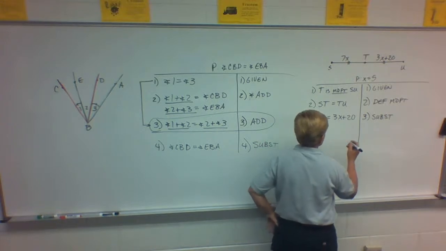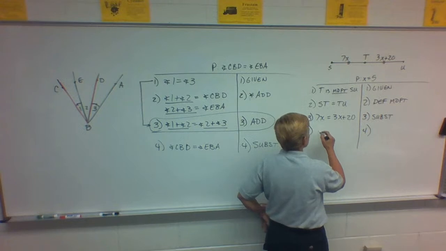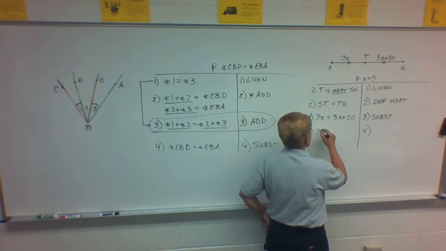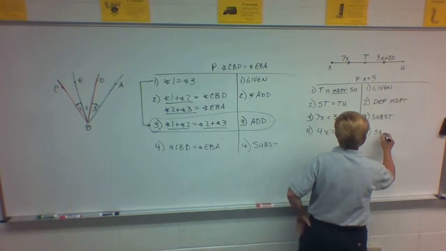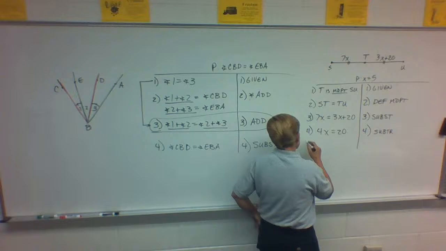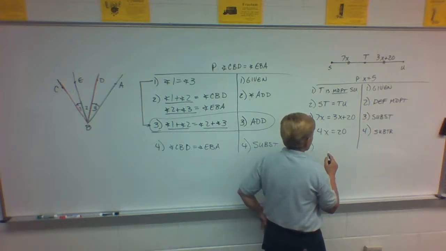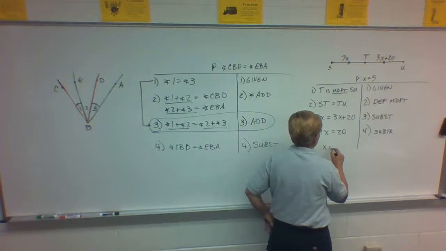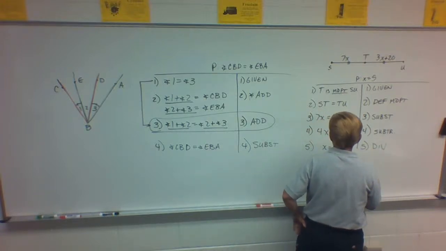What's the first thing you want to do to solve that? Subtract 3x, and what will you have? 4x equals 20. So you write down the result, and the reason was subtraction, just plain old subtraction like you do with every equation. Then, what will you get? 5. And the reason? Division. Are we where we want to be?